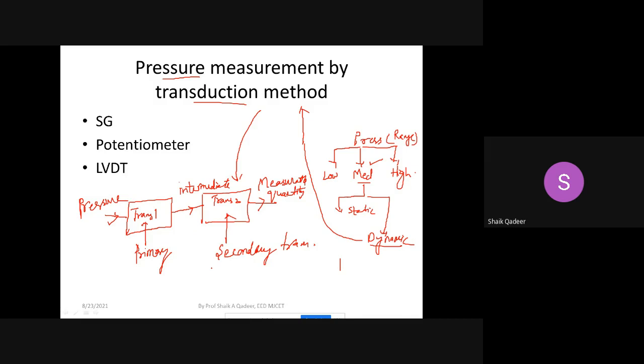The pressure under measurement is applied to primary transducer, which transforms it to an intermediate quantity. Full stop and continue.